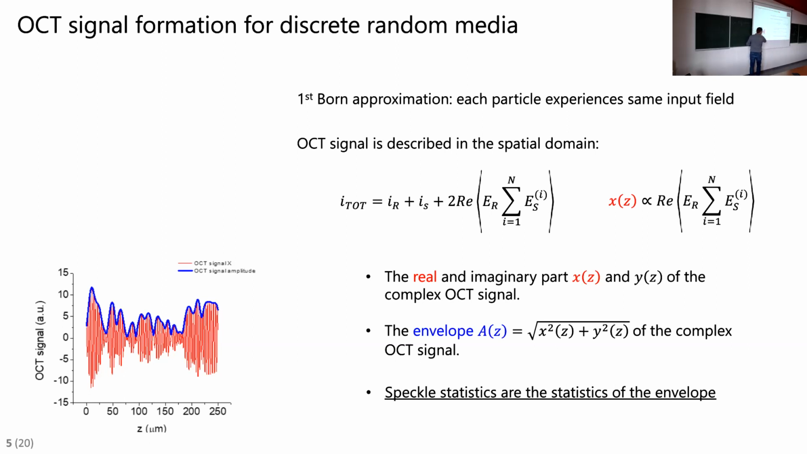So for the real and the imaginary part of the complex signal, the mean is 0. The envelope fluctuates a lot. For that envelope, the mean is not 0, and the variance is not 0. The mean of the real part is 0.